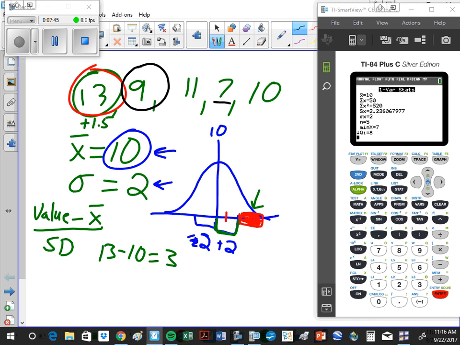7, what is 7 going to be? Minus 1.5. Do you get that? So how far away is 7 from 10? 3, to the left or to the right? It's to the left, so it's actually minus 3. How many SDs, how many 2's does it take to get to 3? A full 2 and half a 2. So it'd be minus 1.5. Okay? And then what about 10? 0.